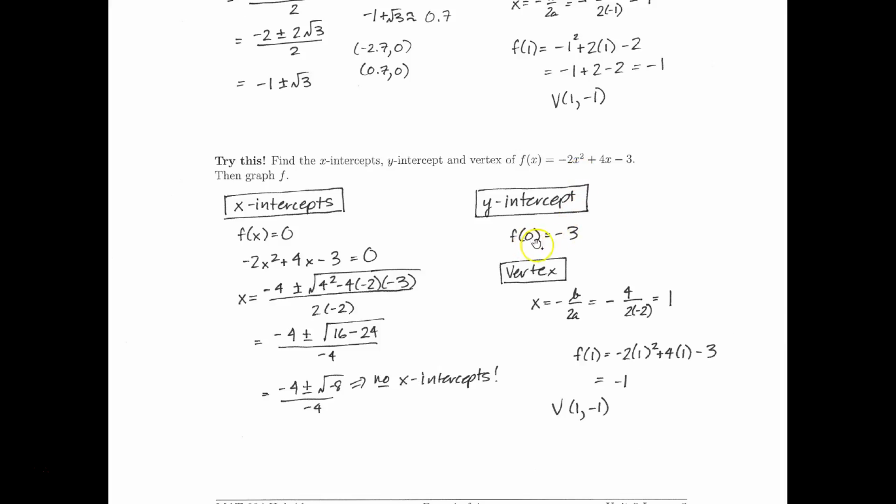The y-intercept will be 0, negative 3. And the opposite of b over 2a is going to be the opposite of 4 over 2 times negative 2. And that's negative 4 over negative 4, which is positive 1. And when x is 1, we'll have negative 2 times 1 squared plus 4 times 1 minus 3. So that'll be negative 2 plus 4, which is 2, and 2 minus 3 is negative 1. So the vertex will be 1, negative 1.